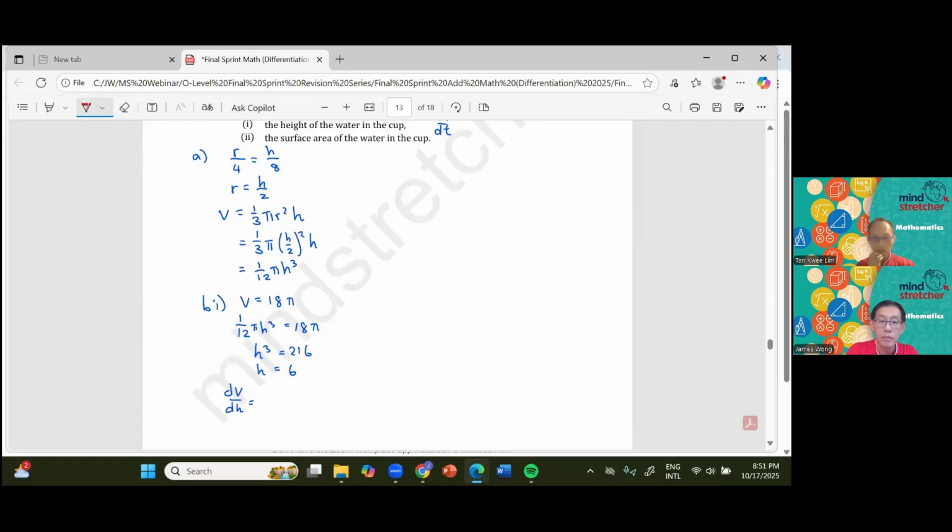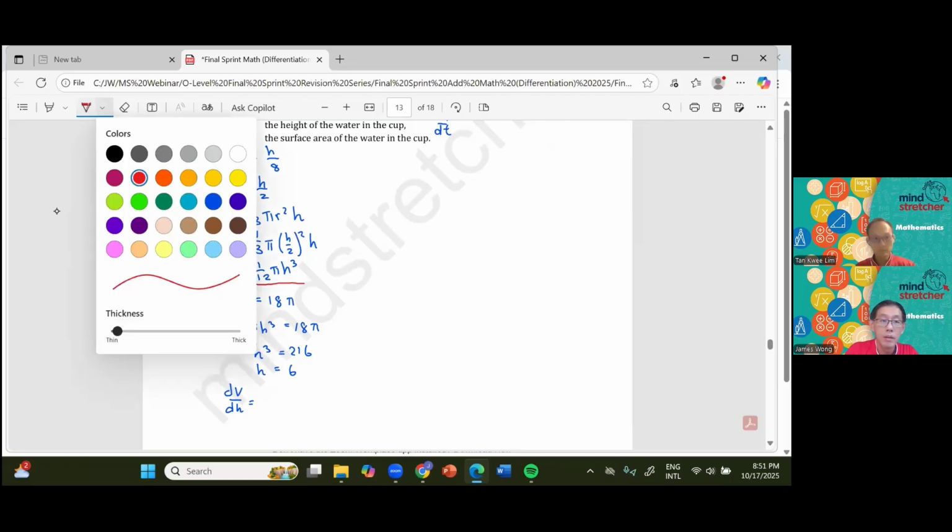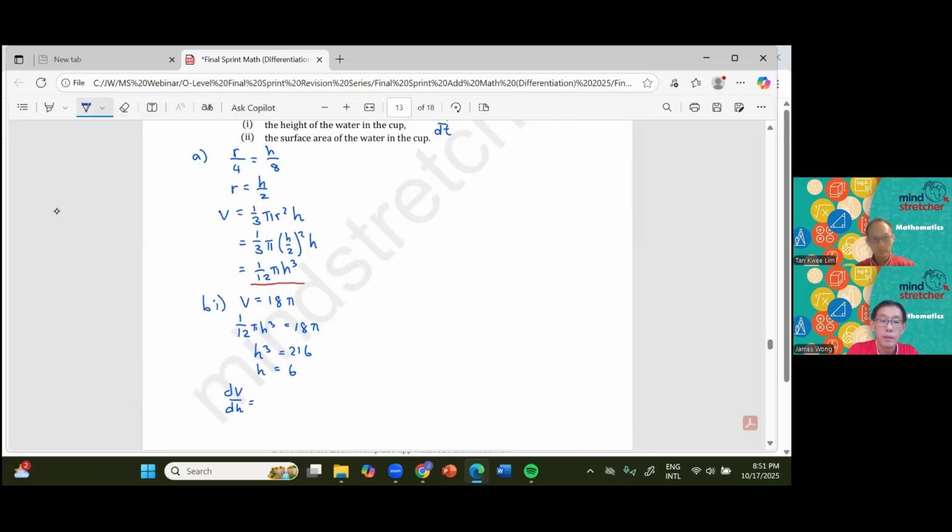Okay, dV dH. If I differentiate, because my V is this, right? Okay, this is my V. So dV dH will be just simply, you bring down this power, right? So this will become 3 over 12, which is pi over 4. And then for the H cubed, you reduce this power by 1. Okay, 3 minus 1, right? As what we just went through with teacher Quilin. So with that, I will have pi H squared over 4. Okay, so that's my dV dH.